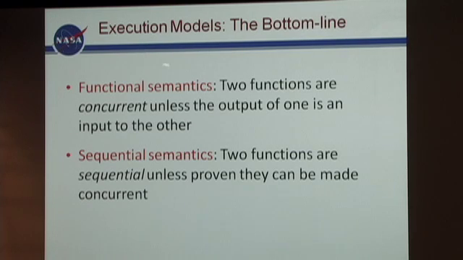And that is to be contrasted with the sequential semantics of von Neumann or C-like languages, where it's really the opposite. Two functions are sequential unless you can prove that they're concurrent. And that usually takes an analysis that may be incomplete because you don't have a lot of information about the runtime. You only do it statically. And that's one of the reasons why a functional language is a useful thing.